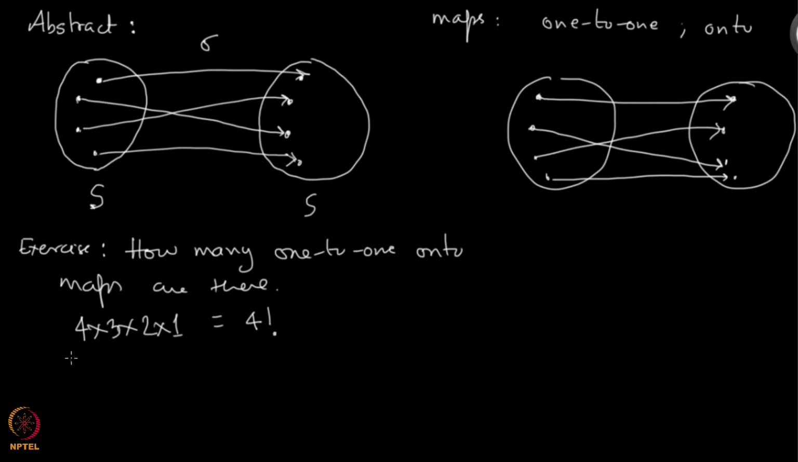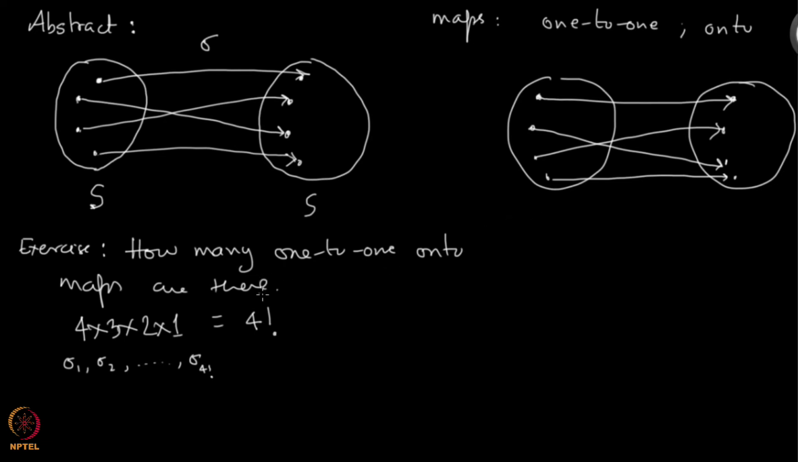Let us call them sigma 1, sigma 2, up to sigma 4 factorial. These are all 24 maps. 4 into 3 into 2, 24. So, there are this many maps, and what I have shown here is one of them. So, that is one example of a map.